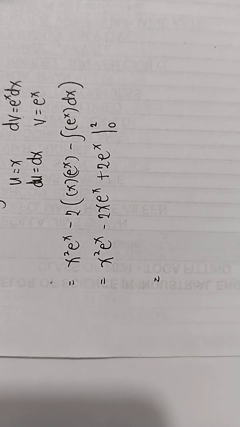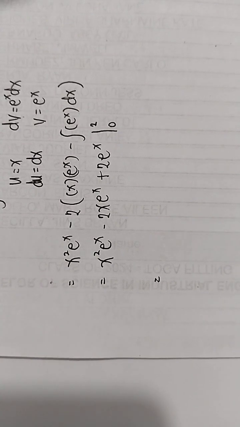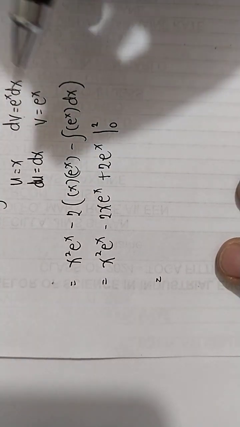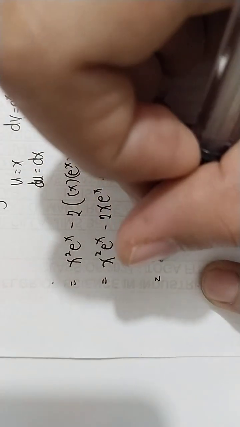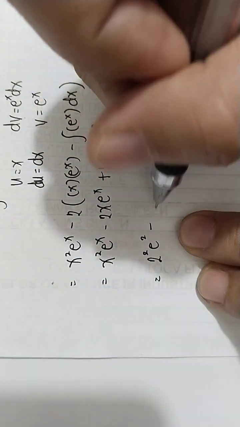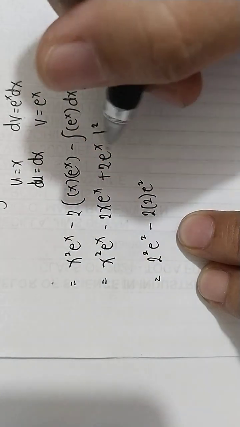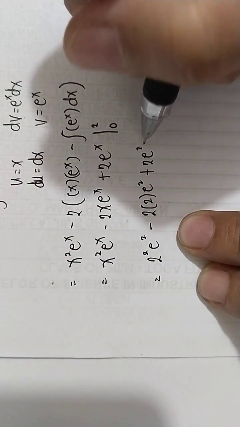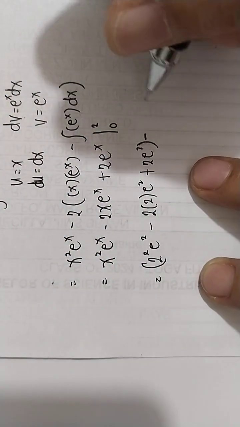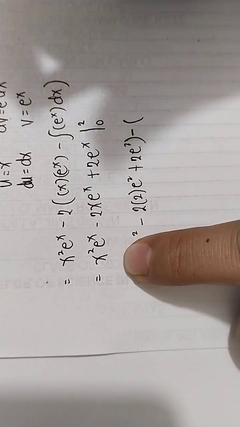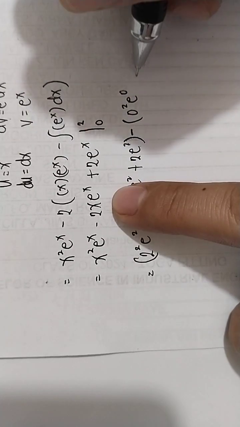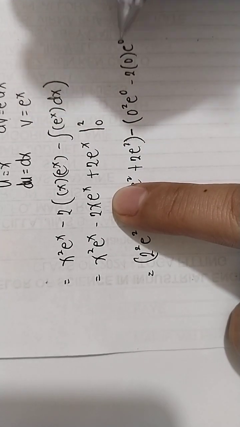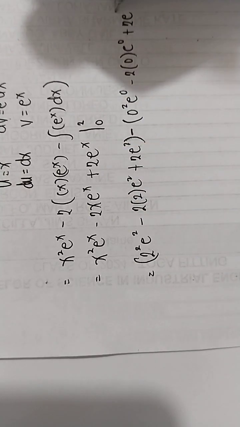Okay, so in solving the definite integral, following the formula upper minus lower, for the upper, you're going to substitute every x by 2, and minus every x by 0. So this will be 2 squared e raised to 2 minus 2 times 2 e raised to 2 plus 2 e raised to 2, minus, so the first one, the higher, minus the lower. So your lower, all x should be substituted by 0. So that will be 0 squared e raised to 0 minus 2 times 0 times e raised to 0 plus 2 e raised to 0. That's how you solve for the definite integral.